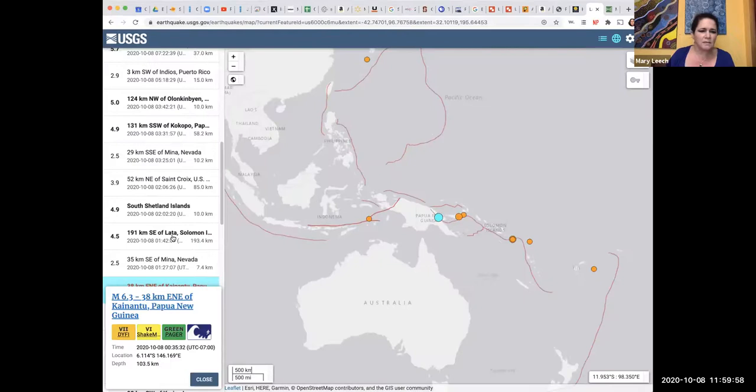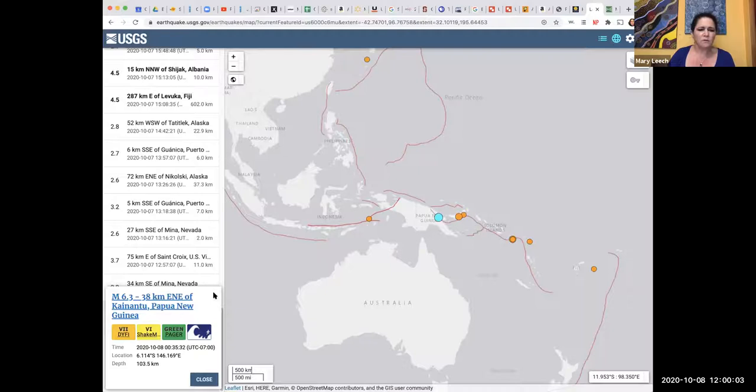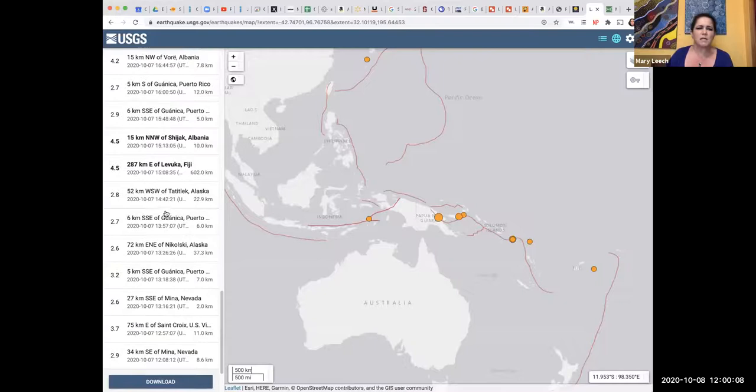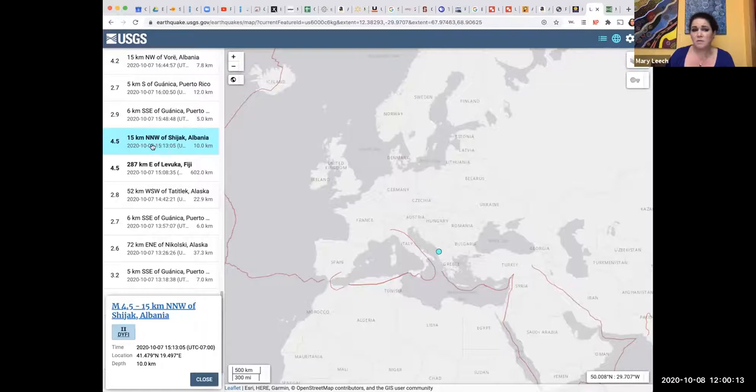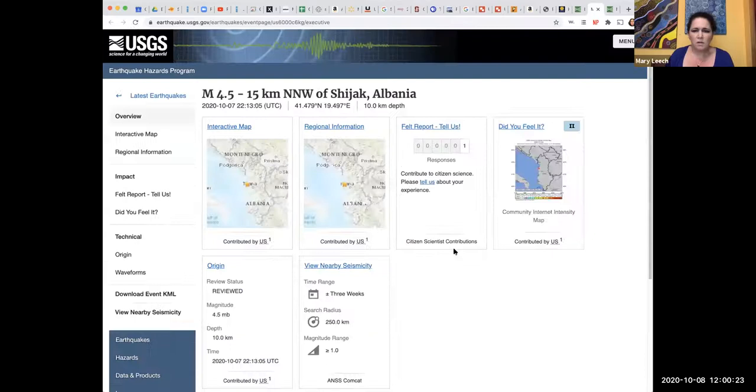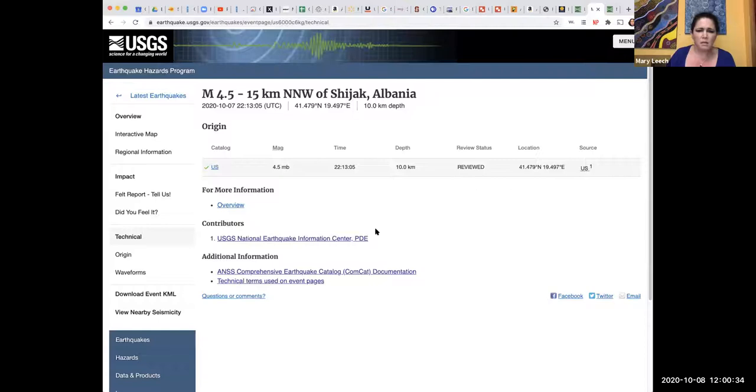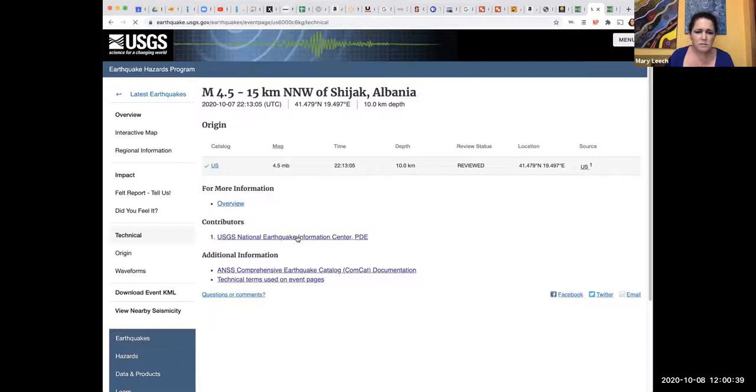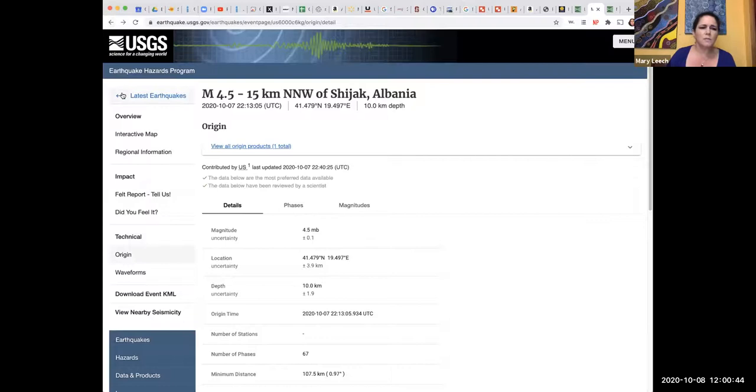And now that you're aware of how to interpret some of this data, you can get more information out of the site. Here's a 4.5 in Albania. It's a 4.5, so it doesn't have a lot of shaking. And it doesn't look like there's a beach ball for that one. So not every time. I guess we got a little bit lucky with that last one. I just wanted you to see all that you can see on this website.